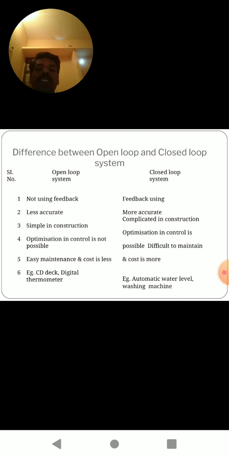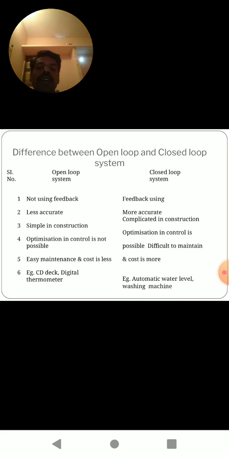In an open loop system, accuracy is less, because the input we provide to the system is directly processed and directly provided as output. In a closed loop system, the results may be more accurate because many processing components are involved in the system. So it is complicated in construction, and the many processing units make the output more accurate. But an open loop system is simple in construction. It is not complex because fewer processing units and elements are present.